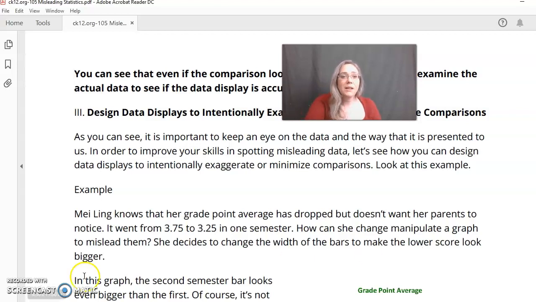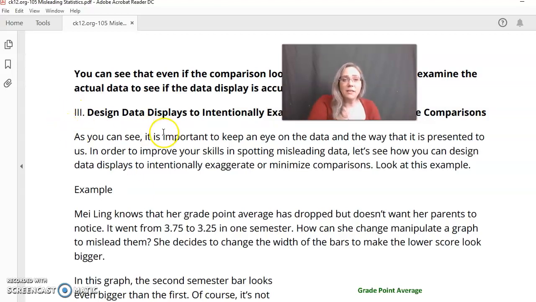Next, part 3, design data displays to intentionally exaggerate or minimize possible comparisons. Why am I teaching you to do this? Well, it's actually really handy if you're trying to make a point. Say you're a salesperson and you're really wanting to sell something because you believe it is the best product, and if you don't, go find someplace else to work, or because this is what you've got.